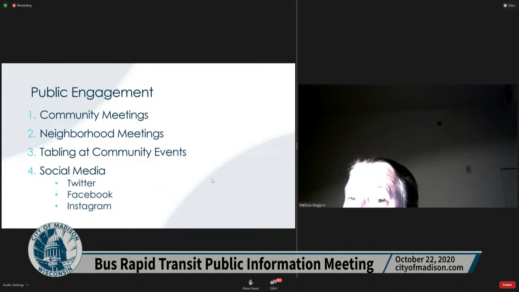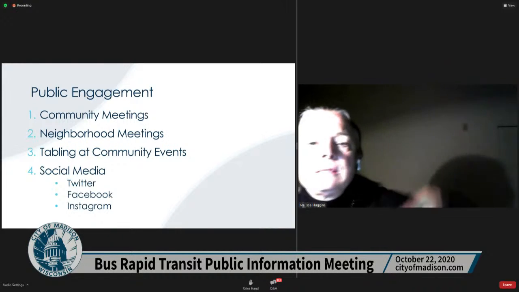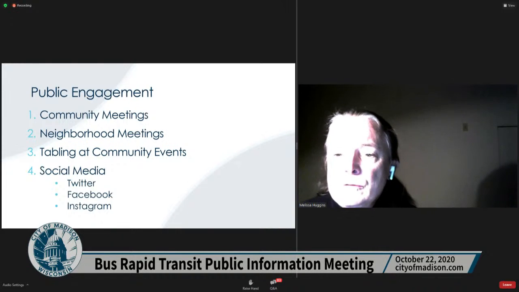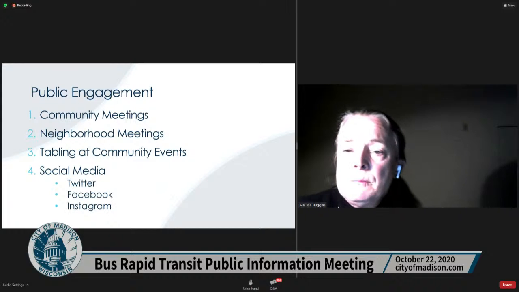All right. So this is going to be a couple-year-long process, as the timeline showed, out until 2022. And we will have a robust community engagement process that will include community meetings like tonight's, some neighborhood meetings that are a little more focused on certain areas and topics, some tabling at community events and at transfer stations and on buses, we hope, once we get through this pandemic. And then, of course, social media.